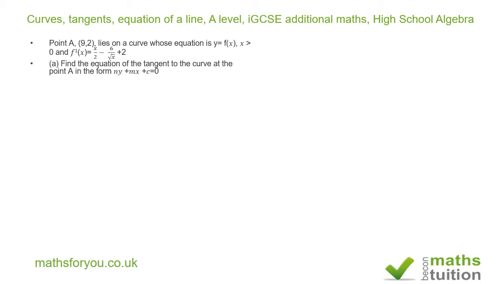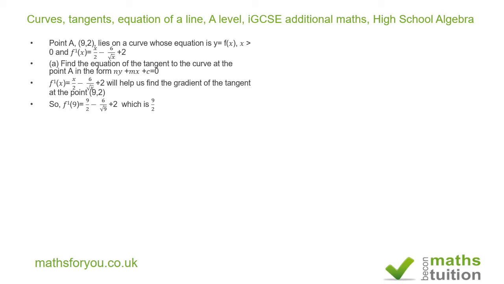Now, in order to find the equation, firstly we need to find the gradient of the line. We know that f'(x) will give us the gradient at (9, 2). So if we now substitute 9 for x, we end up with f'(9) is equal to 9 over 2 minus 6 over root 9 plus 2. That 6 over root 9 is minus 2 because 6 divided by 3 is 2. So we got minus 2 plus 2, which is 0. So our answer is now 9 over 2.